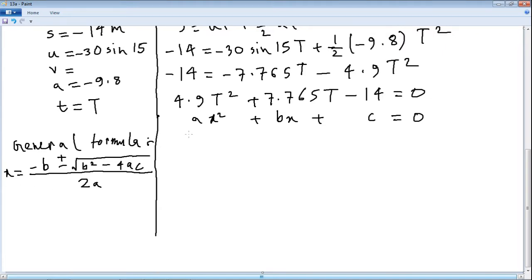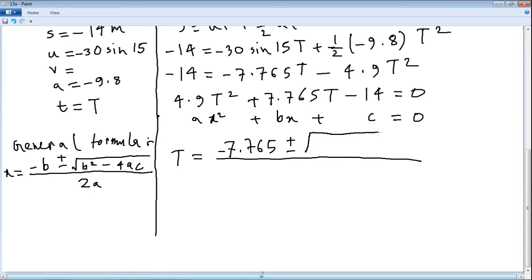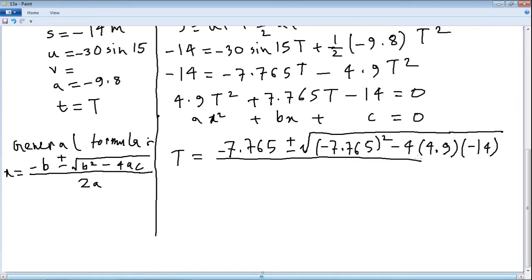So here x is t, since you can see t, so t is equals to, so minus b, that is we can write as minus 7.765 plus minus root over b square minus 7.765 whole square minus 4a, which is 4.9, c minus 14, divided by twice a, which is 4.9.